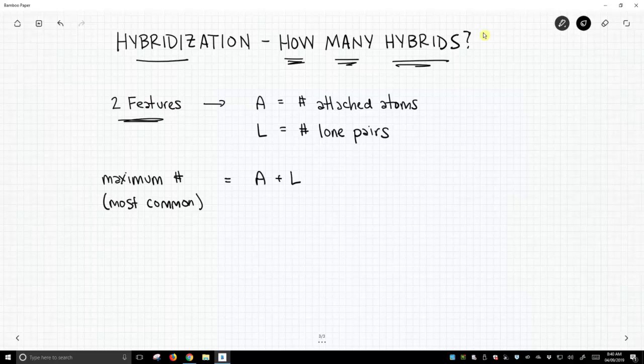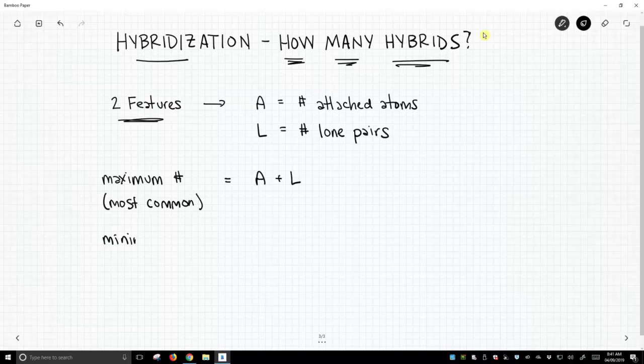And I'd say 9 times out of 10, maybe more often, this is the number of hybrids that we will have. However, there are situations in which you will need fewer hybrids. And while those situations are rare, especially early in organic chemistry, this situation arises much more frequently as you get deeper into organic chemistry. And I want to make sure that we are prepared for that situation when it happens. So what I'm saying is there can be a fewer number of hybrids.